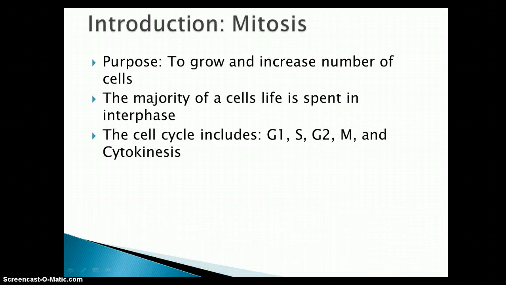So the introduction to meiosis. The purpose of mitosis is to grow and basically increase the number of cells, because for every one cell you have, you then make two daughter cells. And the majority of the cell's life is spent in interphase, which includes G1, S, and the G2 phase. The other phases of the cell cycle are mitosis and cytokinesis.